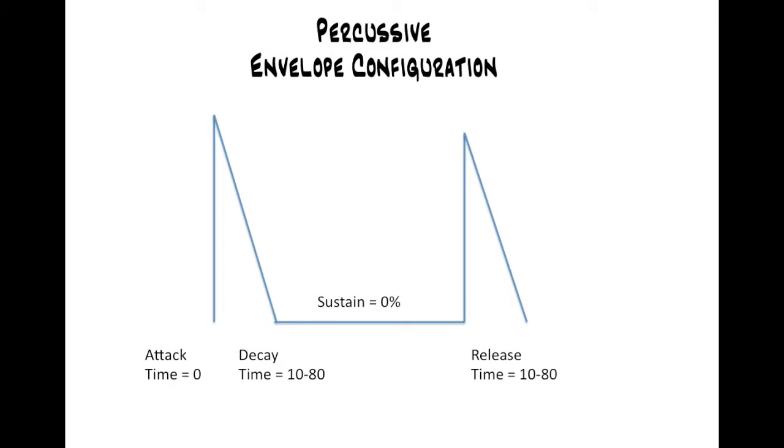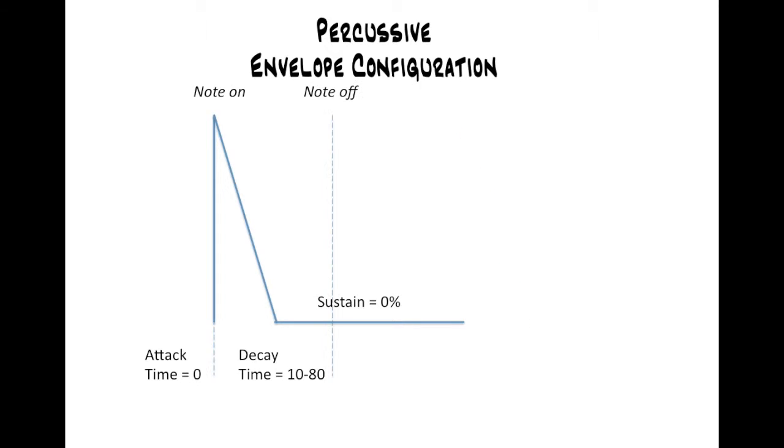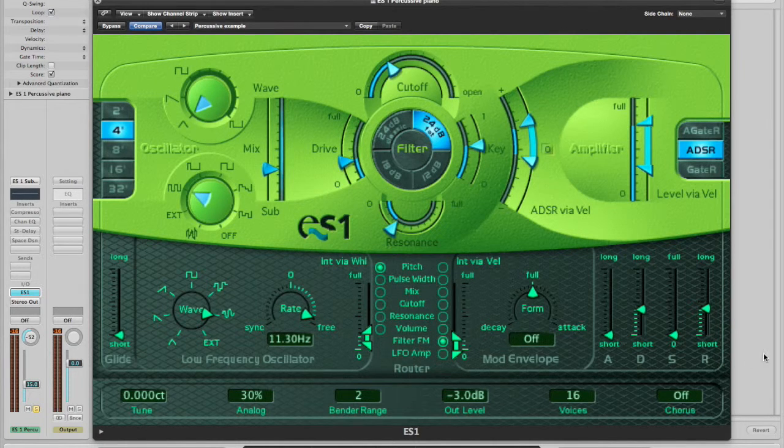Our next amp envelope example demonstrates a percussive sound with virtually no attack, a short decay time, short release time, and no sustain. The resultant envelope will look something like this. So I've set the attack and sustain to 0, and decay and release to around 30. This gives me kind of a thump, reminds me of what I might get from a kick drum.